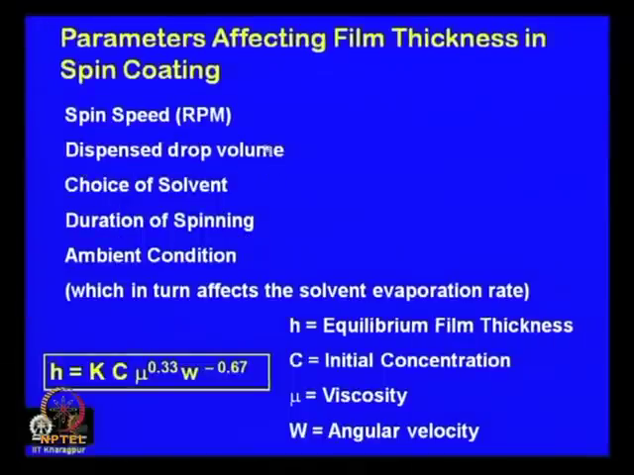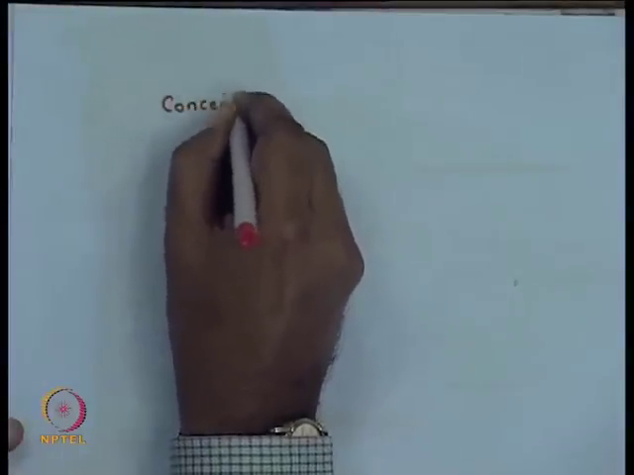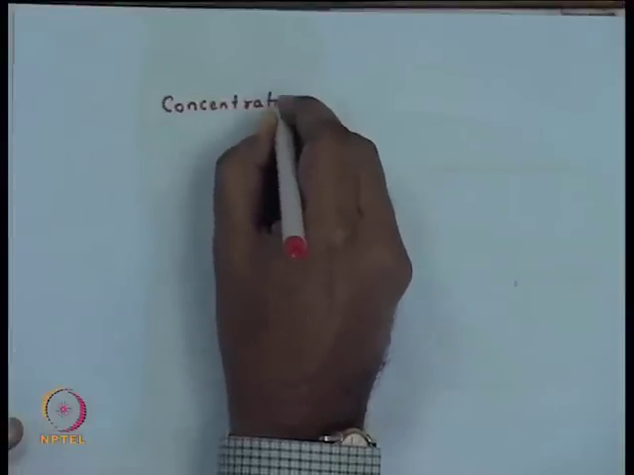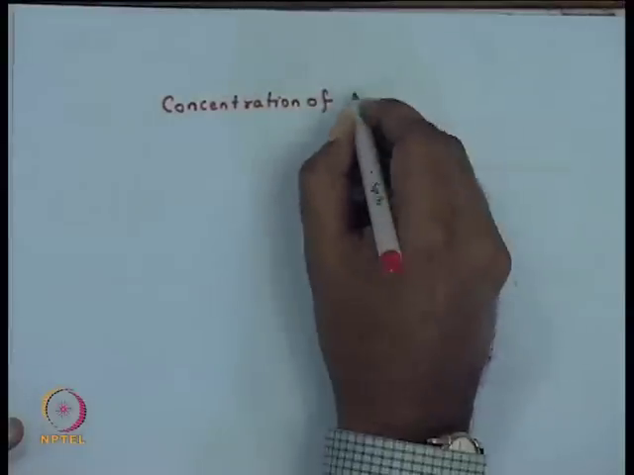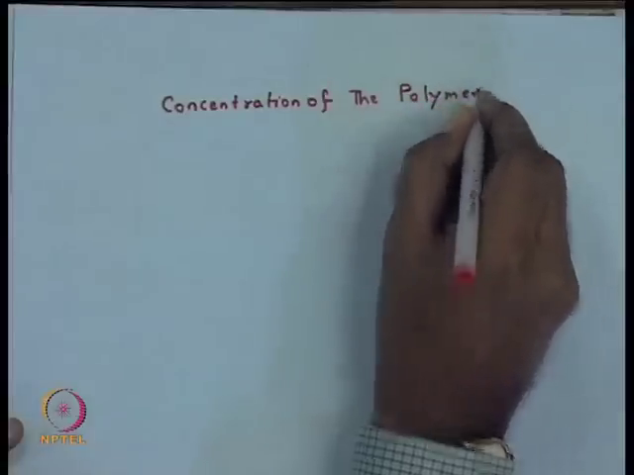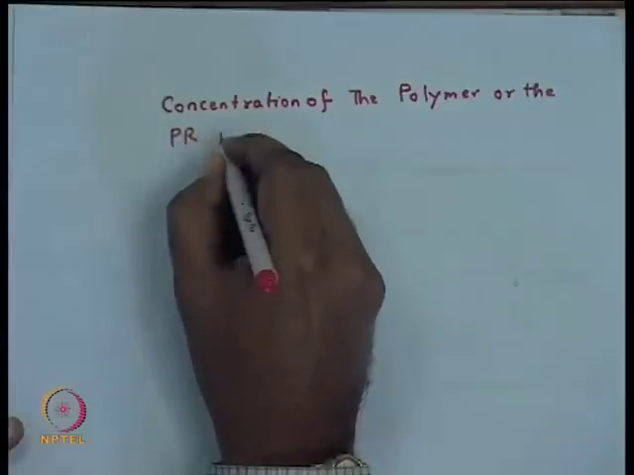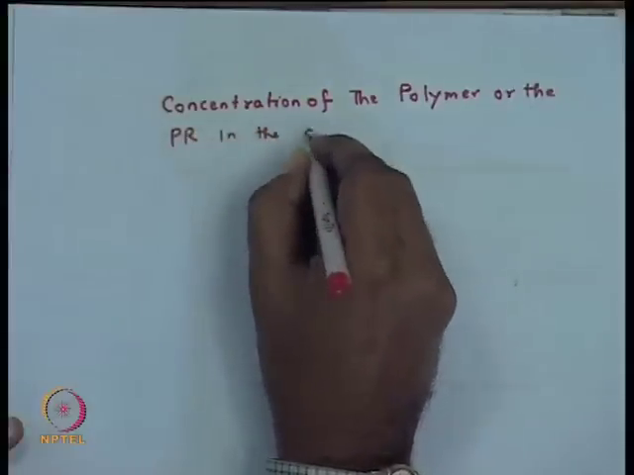Of course, along with the dispensed drop volume, the other important thing is the concentration of the polymer or the photoresist in the solvent. That is another important parameter, which somehow is not there in the PPT.